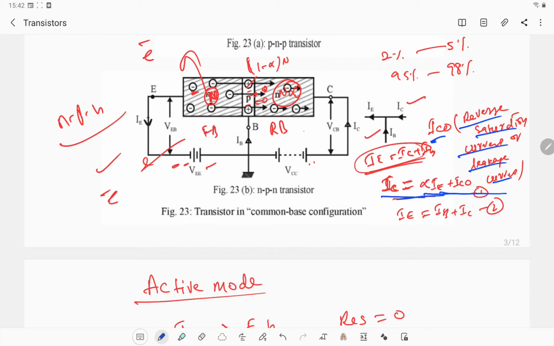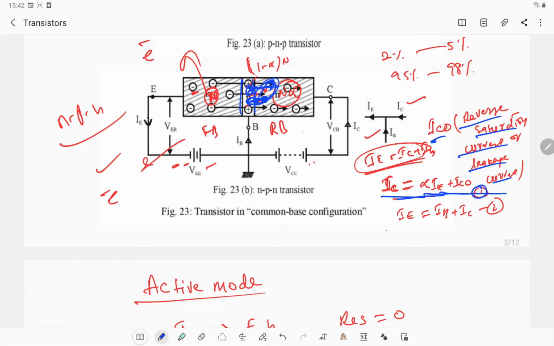This is due to, in the collector, which is an n-type semiconductor, the minority charge carriers being holes. These holes are moving towards the left. But in the base region, the minority charge carriers are electrons. These electrons are moving in this direction, holes towards the right and electrons towards the left. Due to recombination of these, there is a leakage current, that is nothing but ICO, the reverse saturation current.